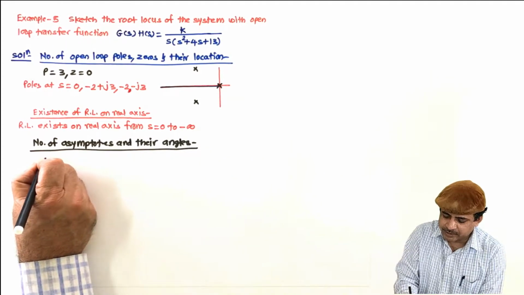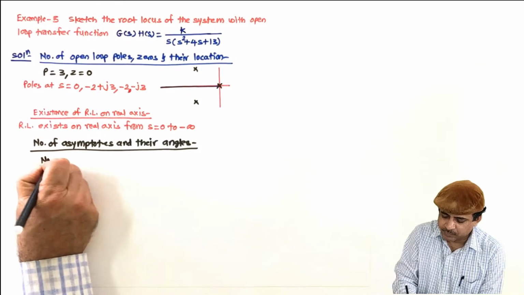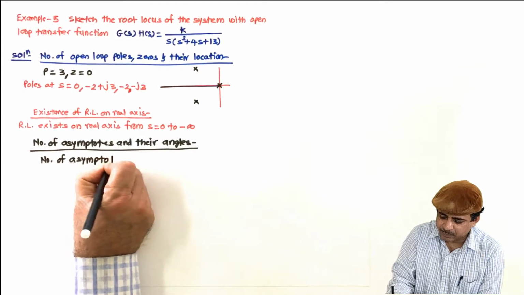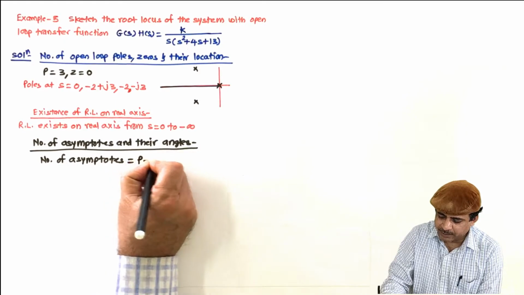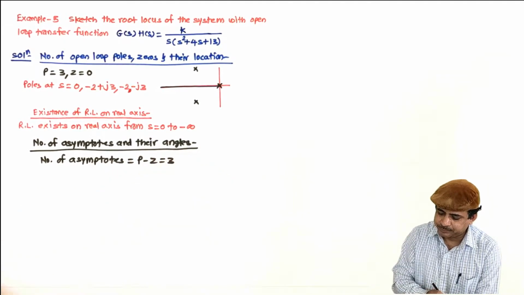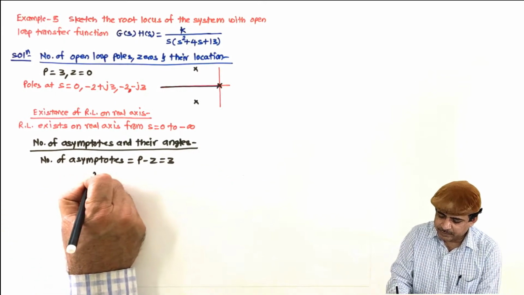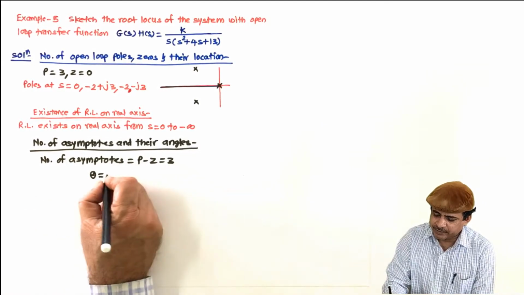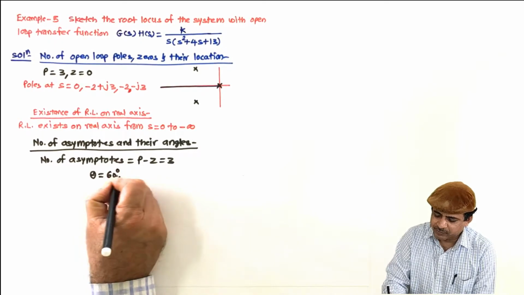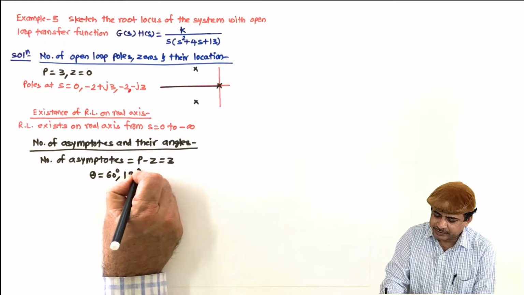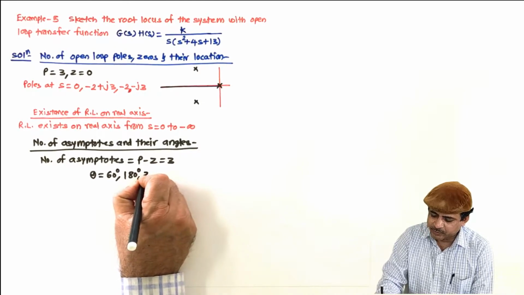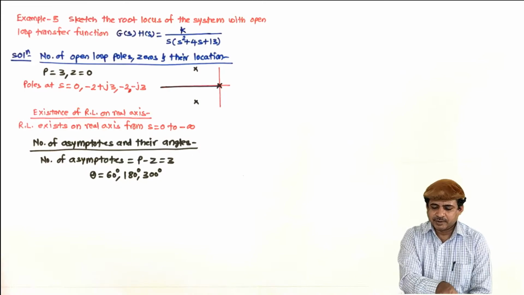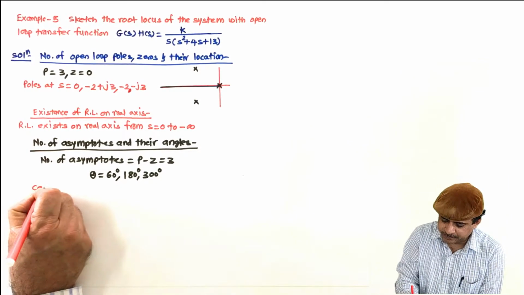So we have number of asymptotes equal to p minus z equal to 3, and angles will be theta. Directly I will write there are 3 angles. So first angle is 180 by 3, that is 60. Second will be 60 plus 120, double of this, and third will be 180 plus 120, that is 60, 180, 300.